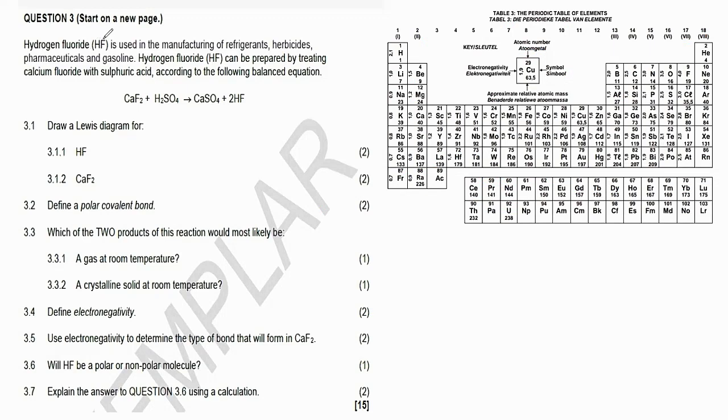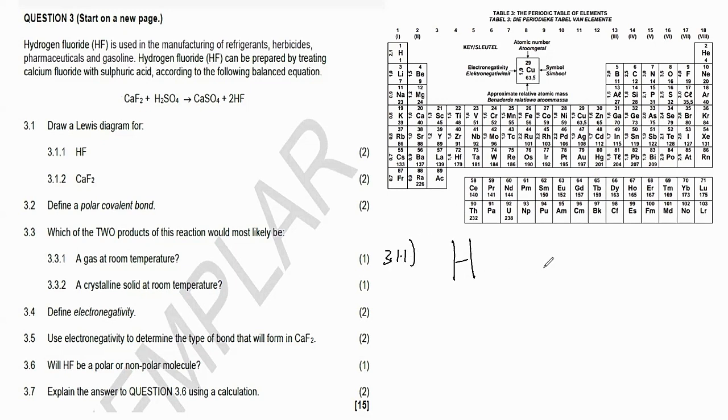Okay, so we have hydrogen fluoride, HF, which is used in the manufacturing of refrigerants, herbicides, pharmaceuticals, and gasoline. Hydrogen fluoride can be prepared by treating calcium fluoride with sulfuric acid according to the following balanced equation. Then 3.1 says draw a Lewis diagram for HF. To draw that one, it's pretty simple.